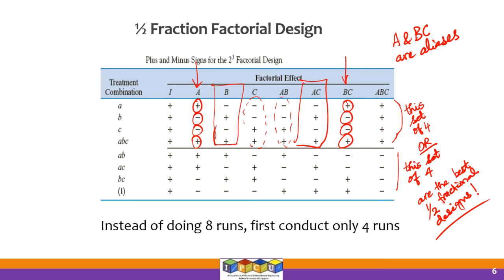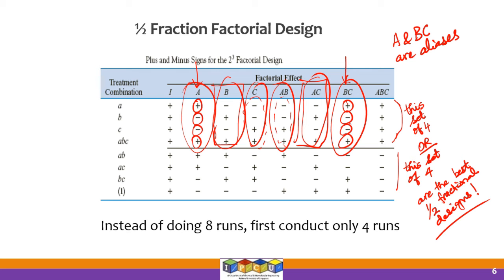But because we are constrained to do only half of that, as I stated earlier, we are going to suffer some loss in information or understanding about the system. And the loss is that we cannot distinguish the effects of A and BC separately. We cannot understand the effects of B and AC separately. We cannot understand the effects of C and AB separately. We can only understand the joint effect of A and BC, the joint effect of B and AC, and the joint effect of C and AB.